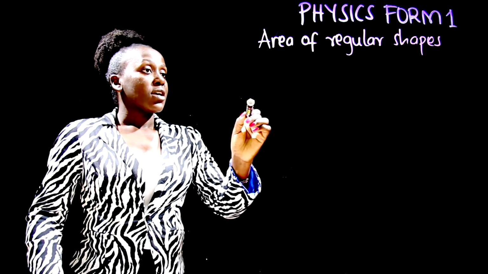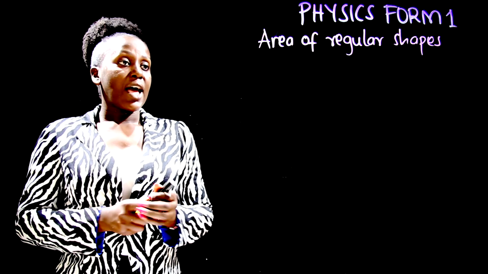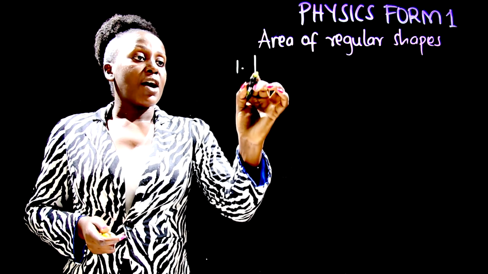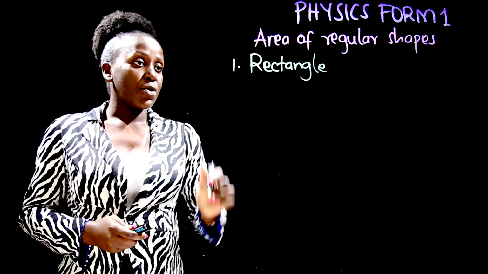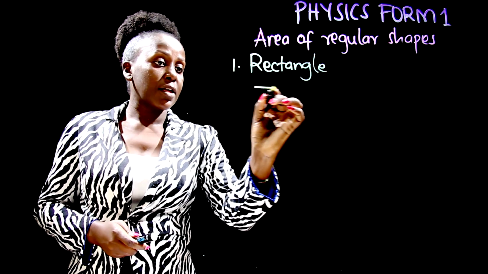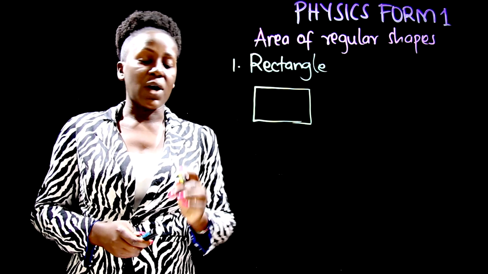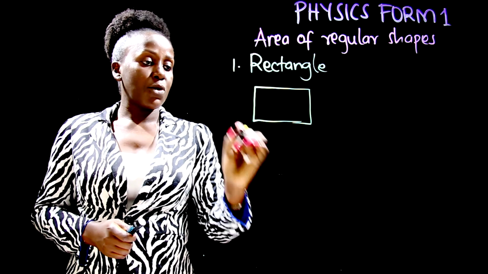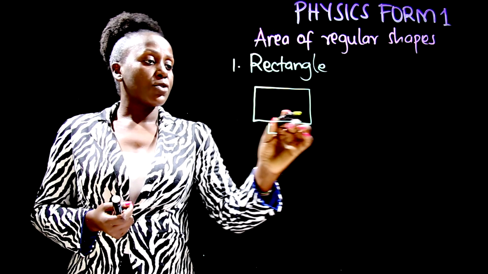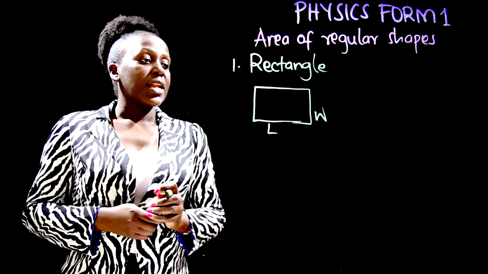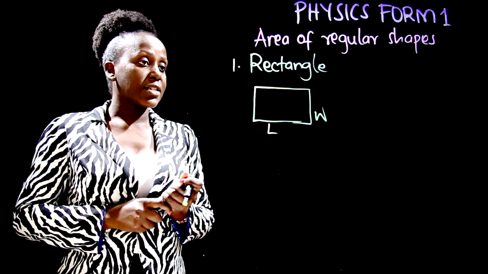So focusing on regular shapes, we are going to start by discussing how to determine the area of a rectangle. A rectangle has four sides, okay? Two long ones and two short ones. The longer sides are equal, known as the length, and the two short sides are equal, known as the width. Now, how do we determine the area of our rectangle?